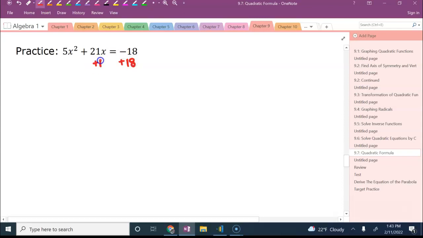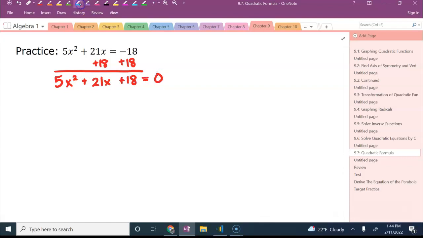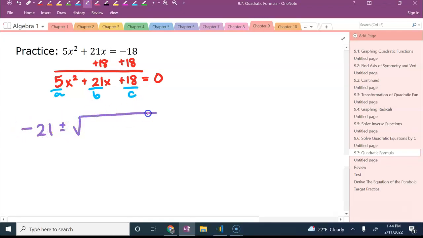So start by adding 18 over here to the left-hand side. So we have 5x squared plus 21x plus 18 equals 0. Your A is the 5, your B is the 21, your C is the 18. So going into my equation, it should have said this: negative 21 plus or minus the square root of 21 squared minus 4 times 5 times 18, all over 2 times 5.